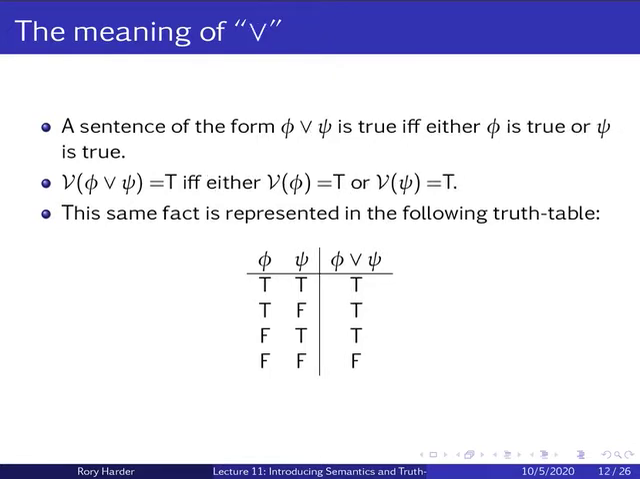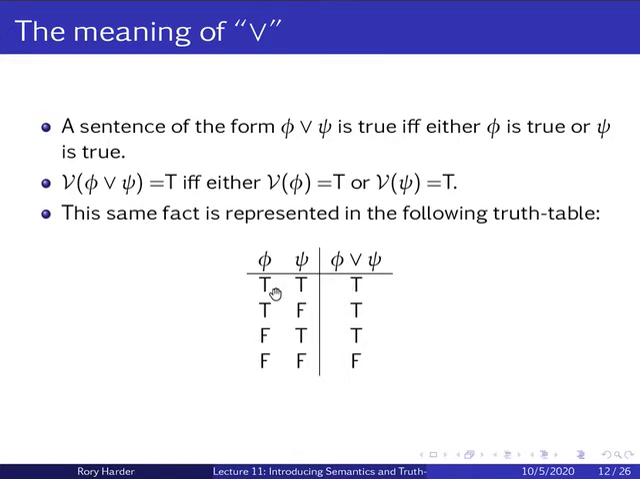Moving on to disjunction, the fancy thing I said above just means that a sentence of the form phi or psi is true just in case either phi is true or psi is true. So this disjunction, phi or psi, gets true just in case at least one of the disjuncts is true. And again, we can represent this fact with the following truth table. So again, on the left-hand side, we have all the possible combinations of truth values for the two disjuncts. And then on the right-hand side, we have what the truth value of the entire disjunction is in those cases.